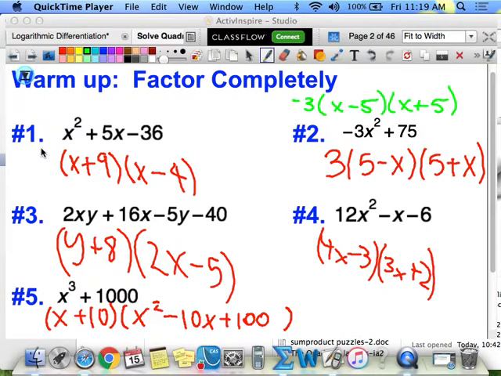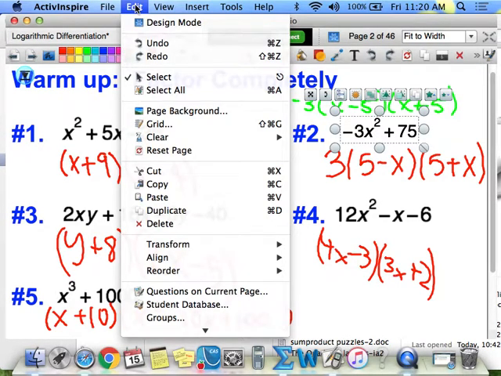Alright, so phone's away. Number 2, I'll get a clean page so we can see.